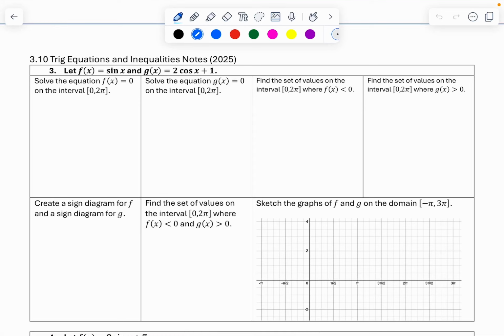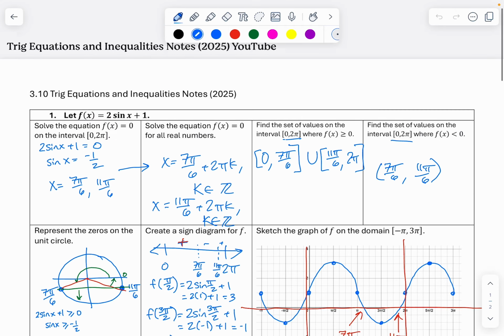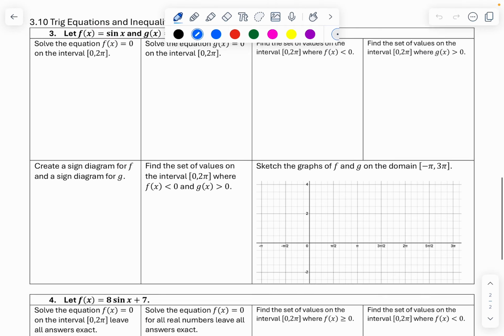We are continuing the way I want to teach trig equations and inequalities. This is section 3.10 for AP PreCal. I have done 2 examples. This was kind of what we worked through, so go find that video.